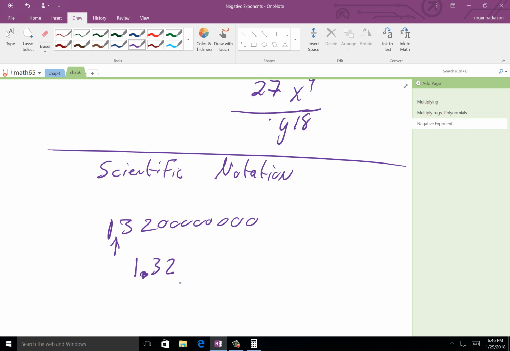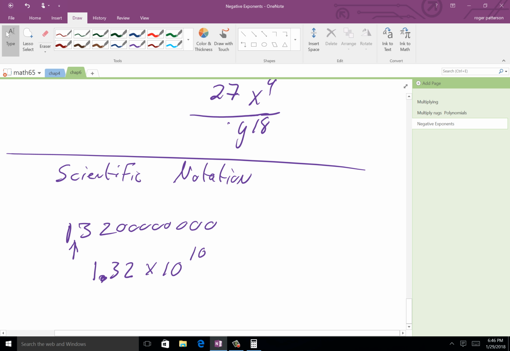So now we're just going to count. The decimal point is here, so I need to count how many moves it will take to get me to here. 1, 2, 3, 4, 5, 6, 7, 8, 9, 10. So that's 10 moves, so I'm going to go times 10 to the 10th. All right, so that's how that's written.